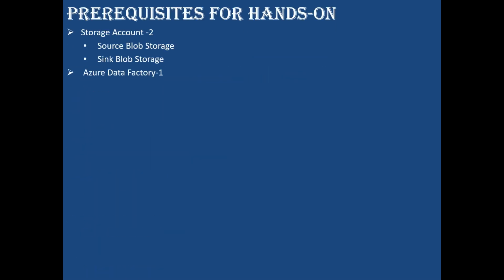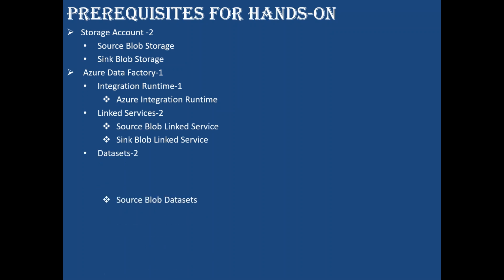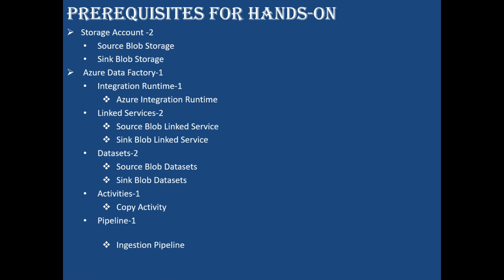Prerequisite, I need two storage accounts. One is for source, one is for sink. I need data factory. In that I'll use Azure integration runtime, two linked services. One is for source, one is for sink. Two data sets, one is for source, one is for sink. Then activities, copy activity pipeline. I'll be using the ingestion pipeline.